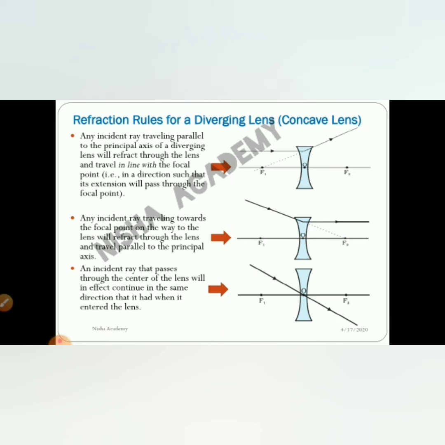So again, it is exactly opposite to the first figure. And as we had seen in the convex lens, the third figure indicates that the ray which is passing through the optical center of the lens will continue in the same direction and will not obey any refraction and passes in a straight line. So these are the basic rules of refraction for the converging lens and diverging lens.